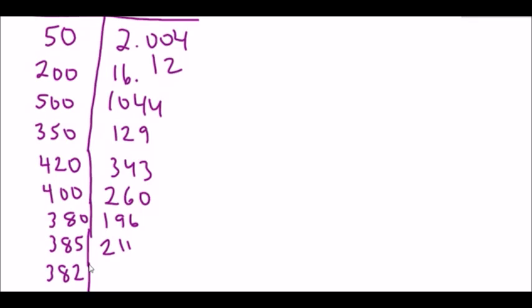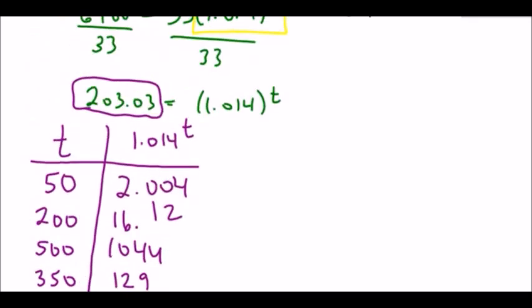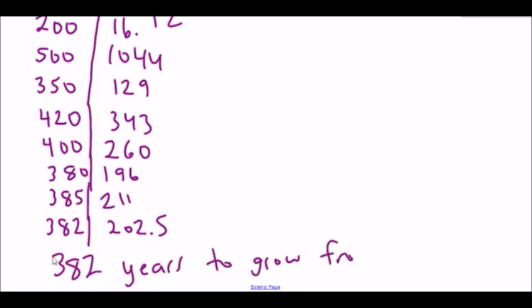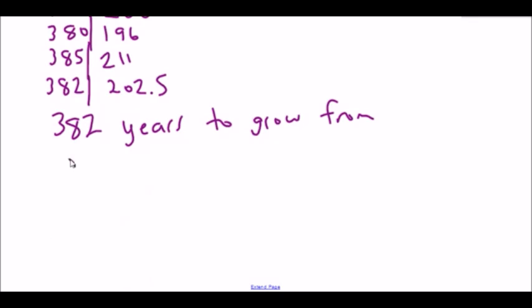I mean, I don't know. If I really wanted to know, I'd probably use an Excel spreadsheet. 202.5. And what was my goal? Ooh, that's close enough. So 382 years to grow from 33 million to 6.7 billion. So now the question was, if we started with Canada and we wanted Canada to grow to 6.7 billion, it would take 382 years.